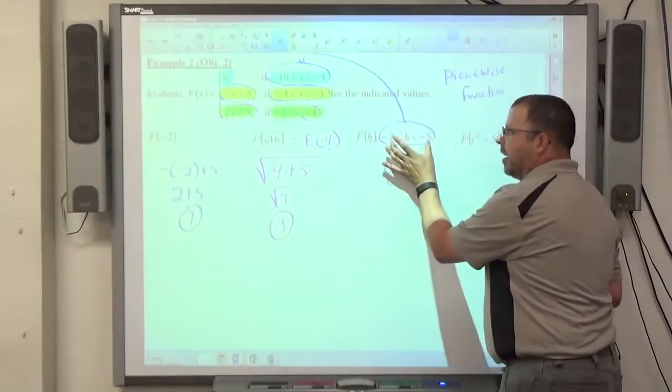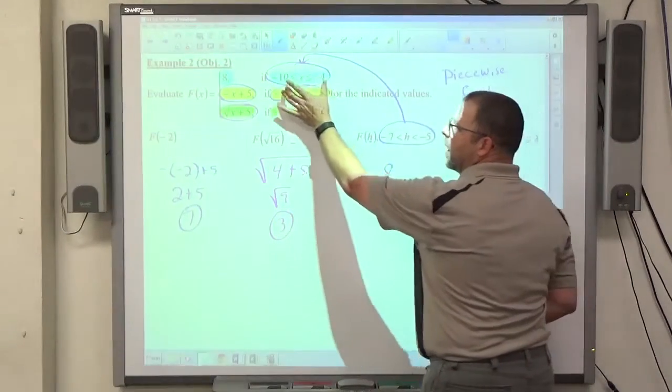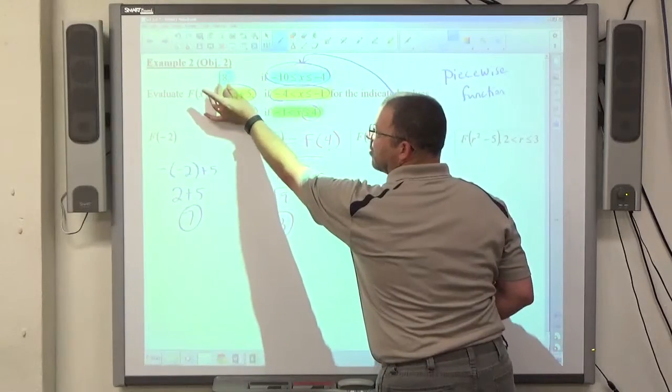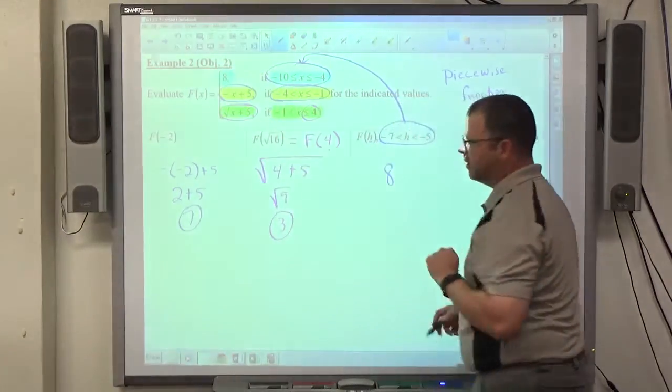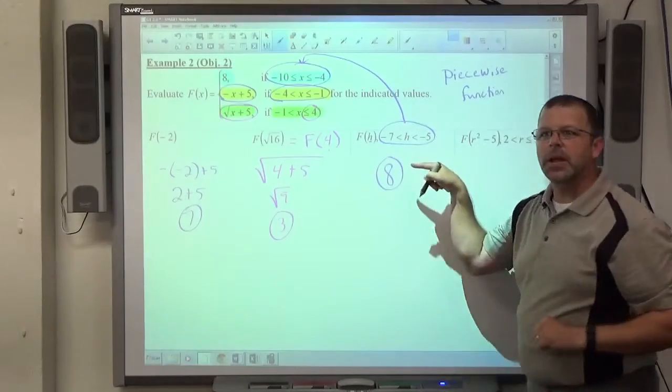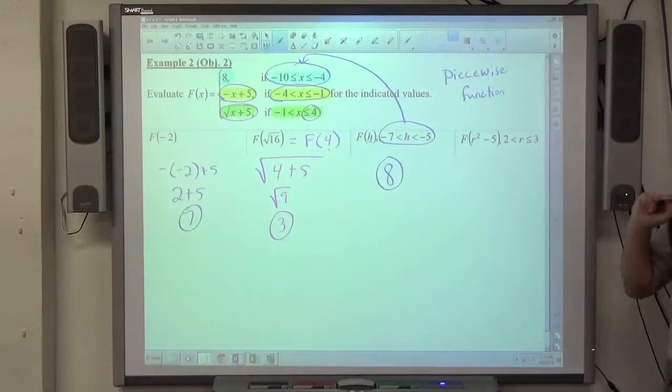Again, h fits the description of a number that lies between -10 and -4. This is the answer to the function. No matter what the number is in here, the answer is 8, so you get 8. That one was pretty easy. All right, this was a little more challenging.